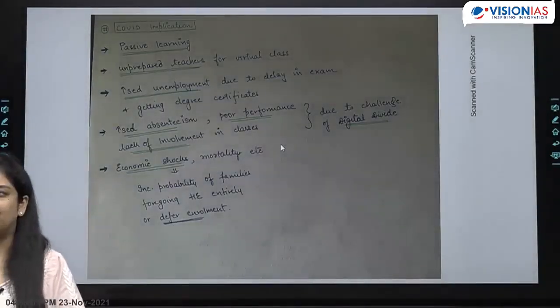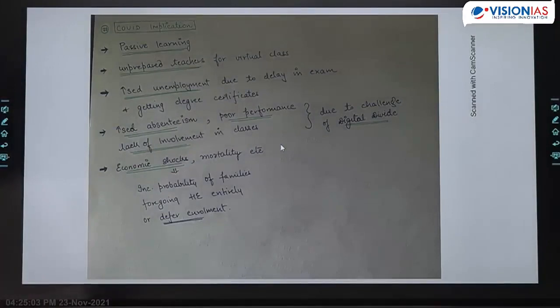Then what is the impact of COVID with respect to the education? Obviously, instead of promoting active learning, it is promoting passive learning. The teachers are not prepared. They are not trained for the virtual classes. Unemployment rate has increased because of delay in examination as well as delay in getting the degree certificates. Because of the issue of digital divide, there is increased incidences of absenteeism, poor performance, lack of involvement in classes.